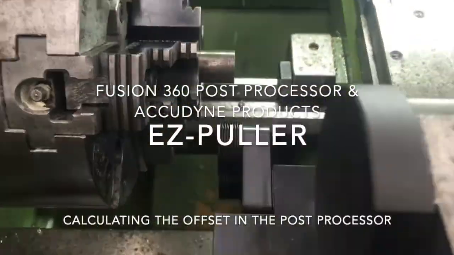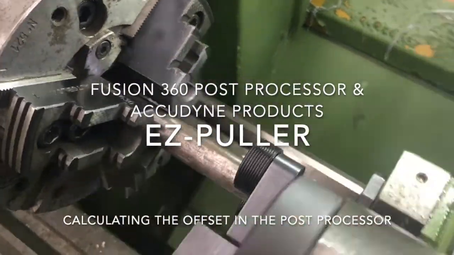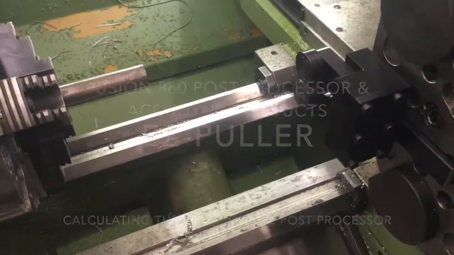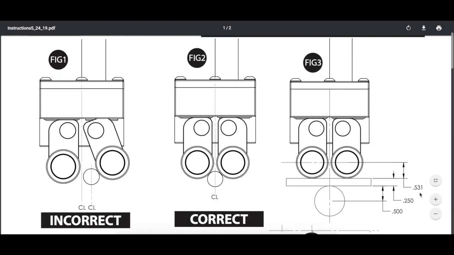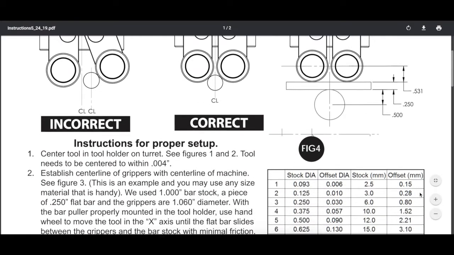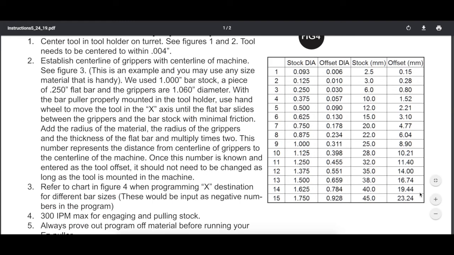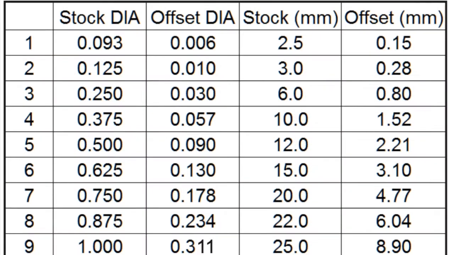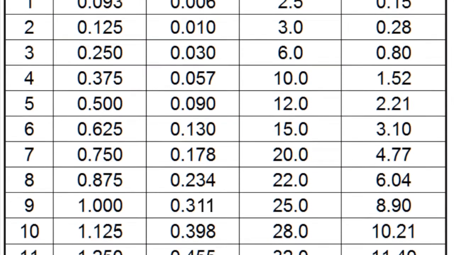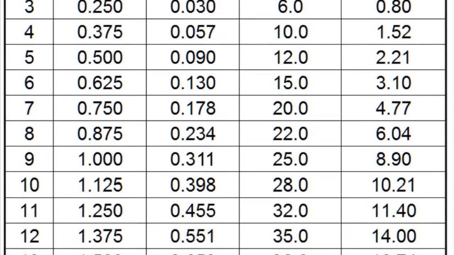Earlier this year, we installed an Acudyne Easy Puller on the CNC lathe. The Easy Puller is a unique product in that you only have to program a diameter offset when you change stock, simplifying the puller setup. Acudyne publishes a table, and this is it.